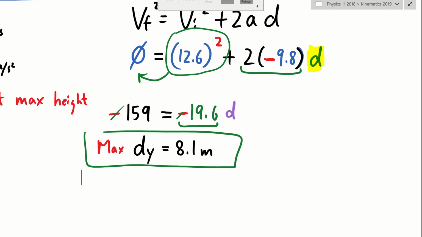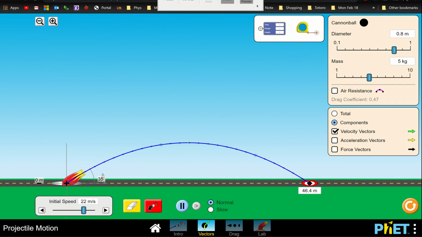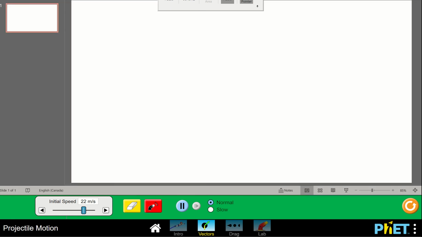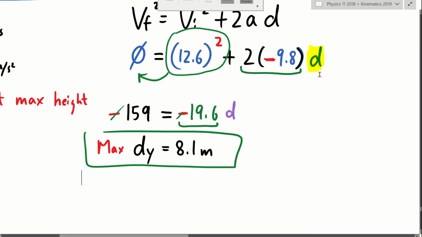Okay, now approximately 8.1 meters is the maximum height that you can reach. Which then we go back to the simulation. Remember, we took the measurement right here at around the maximum height. Yeah, 8.11 meters. See that? 8.11 meters. Yeah, pretty close. 8.1 meters, 8.11 meters at the maximum height. That's good. That's pretty close.